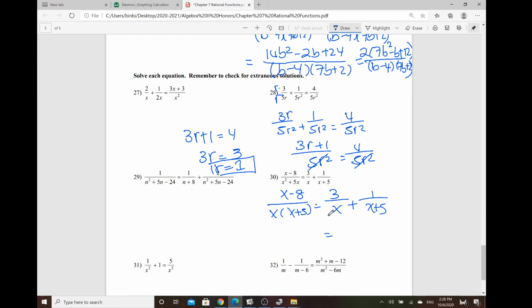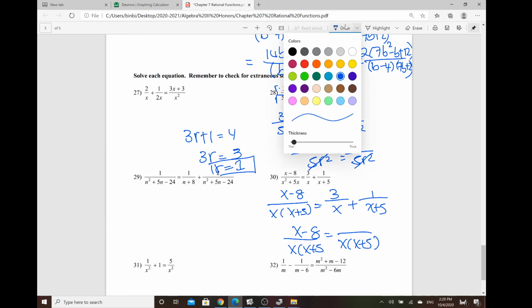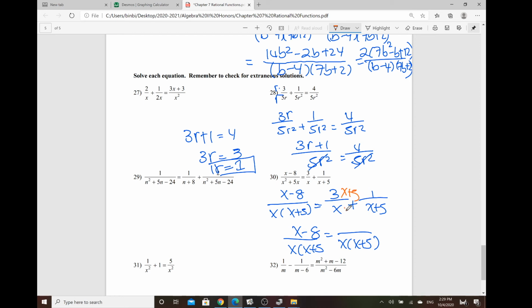So let's convert that to the same denominator. So we do have x plus 5. This one's already in the least common denominator form. Keep it that way. And then whatever is missing here, multiply that top and the bottom. So this one, what's missing here? It's x plus 5. And this one, what's missing here? It's x, not 3. Okay, x.